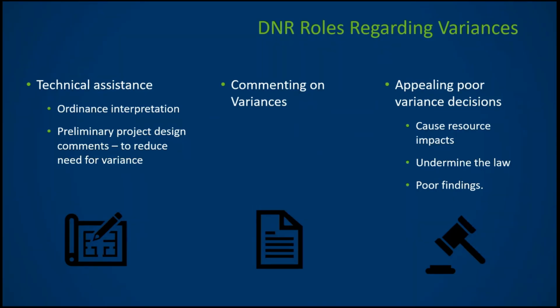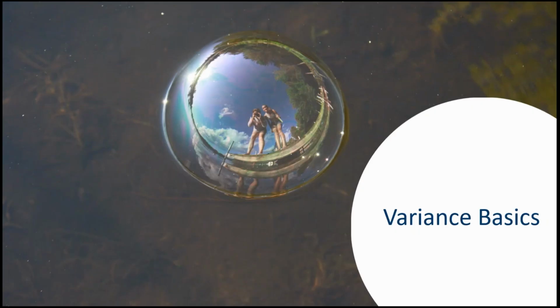Secondly, we comment on variances. There are many variances that we see every year, and we try to comment on those that undermine the intent of law and those with the largest impact. That's sort of our prioritization of commenting on those. Thirdly, we appeal poor variance decisions with large resource impacts which undermine the law and have poor findings as a general rule. All right, we're going to jump into some basics.